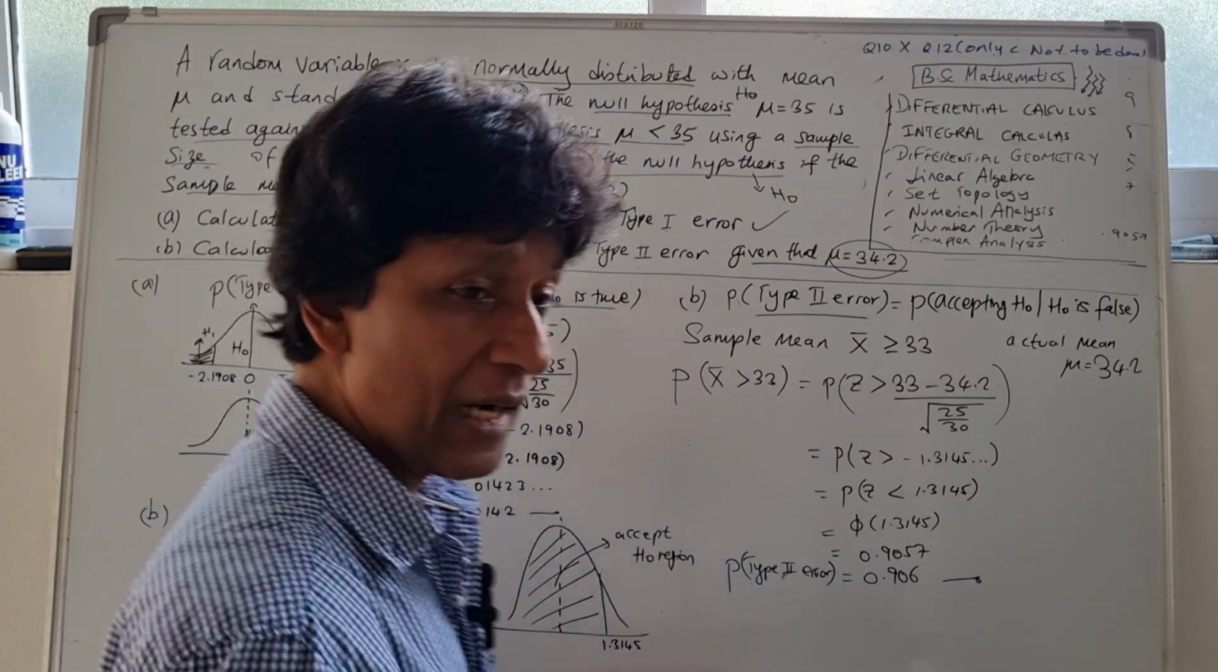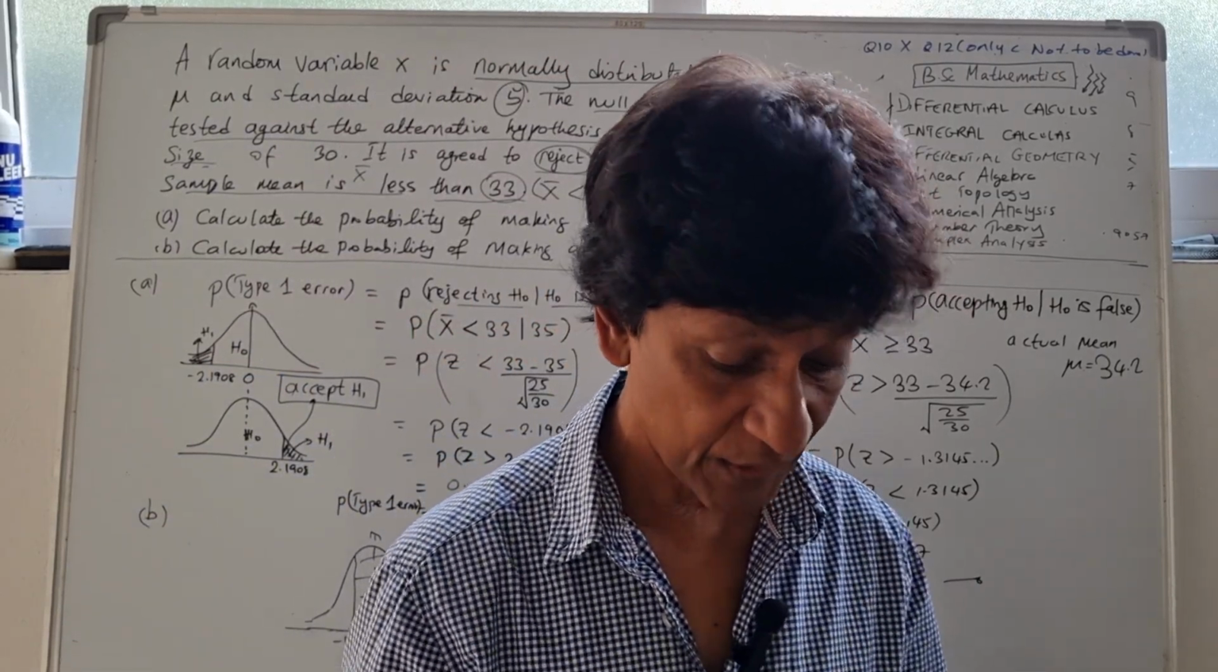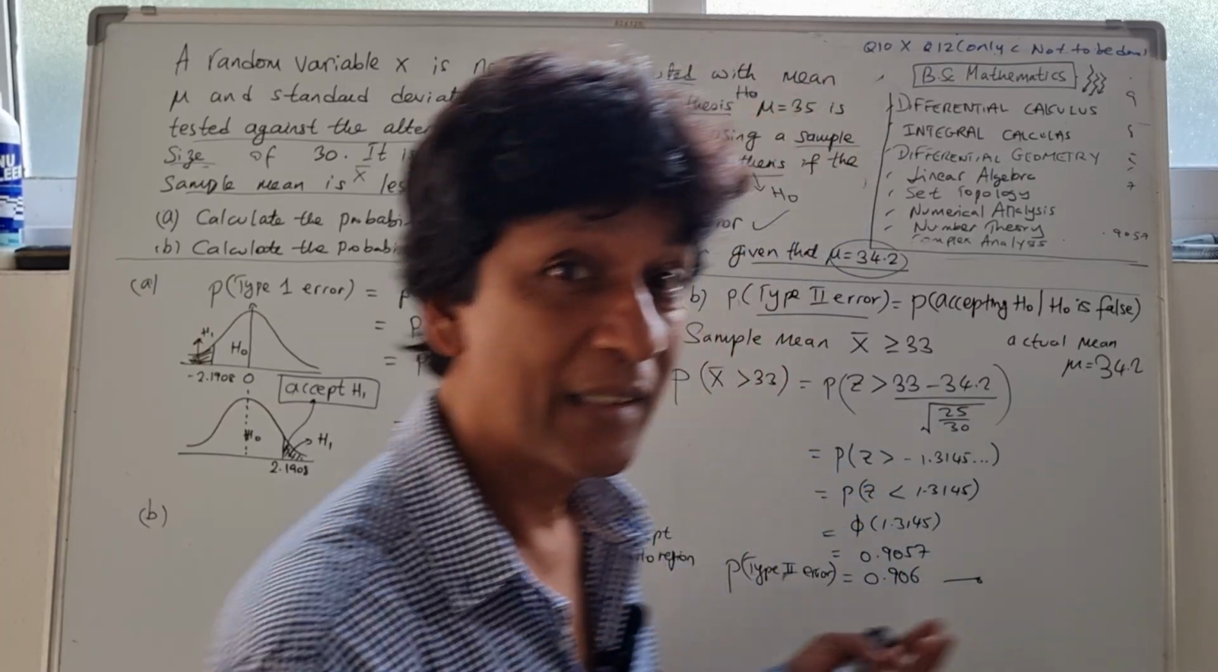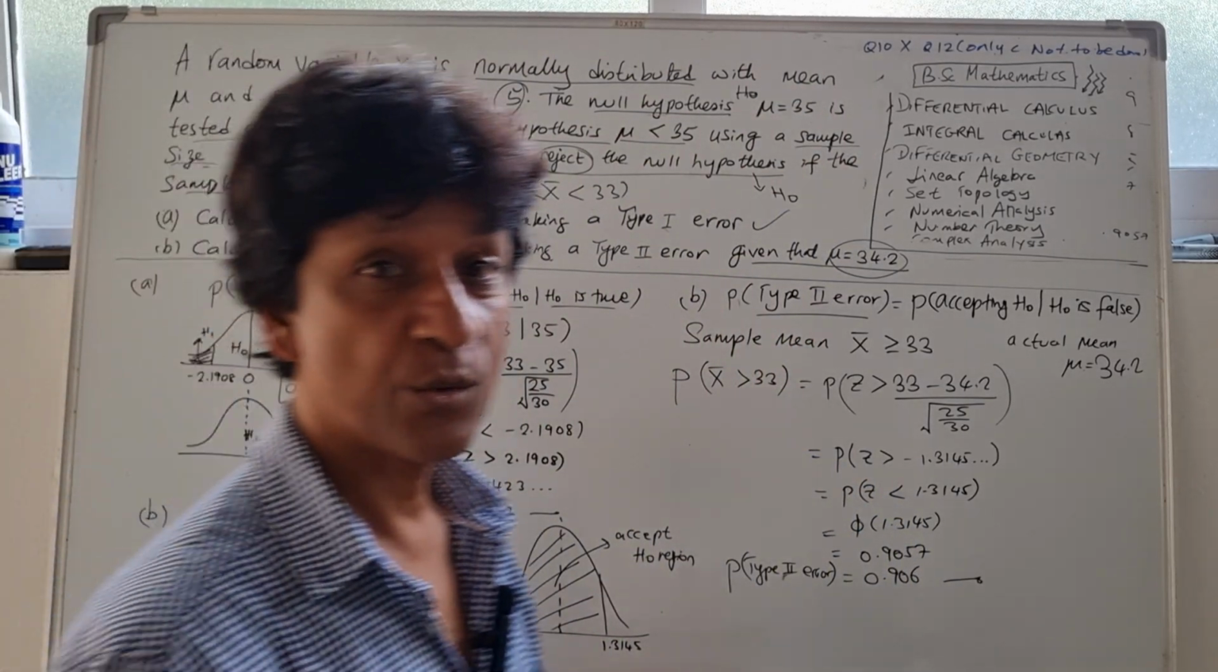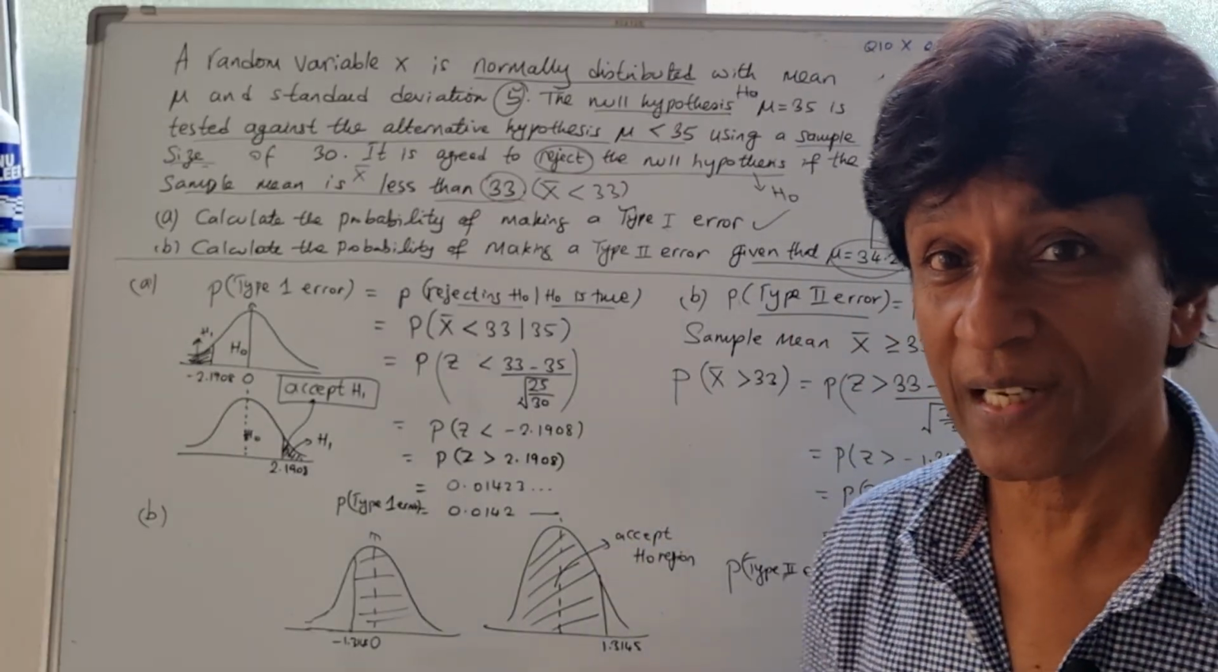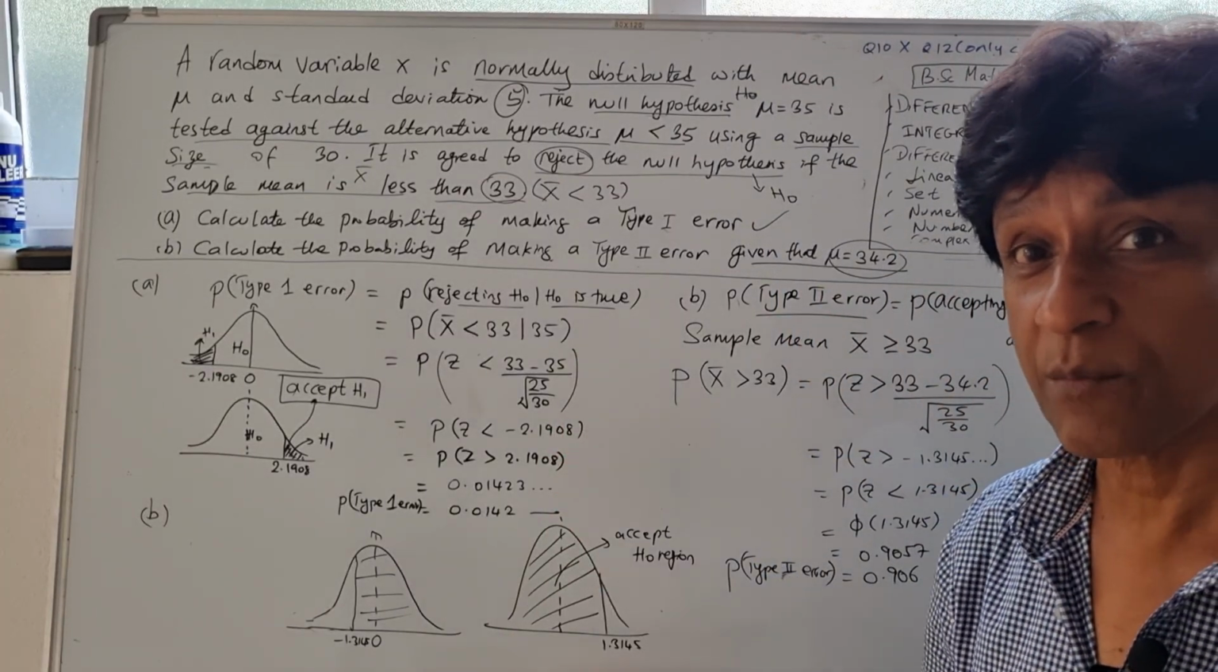And here we are. I hope this video makes sense and that you've been able to actually get some knowledge of how to calculate probabilities of a type 1 and type 2 errors for a normal distribution.